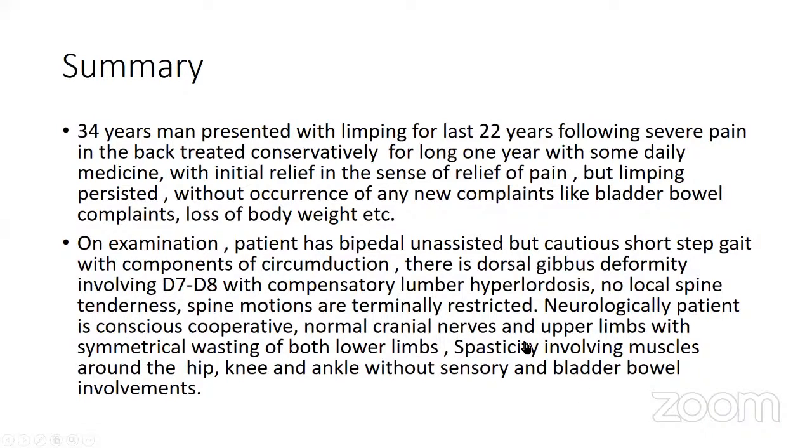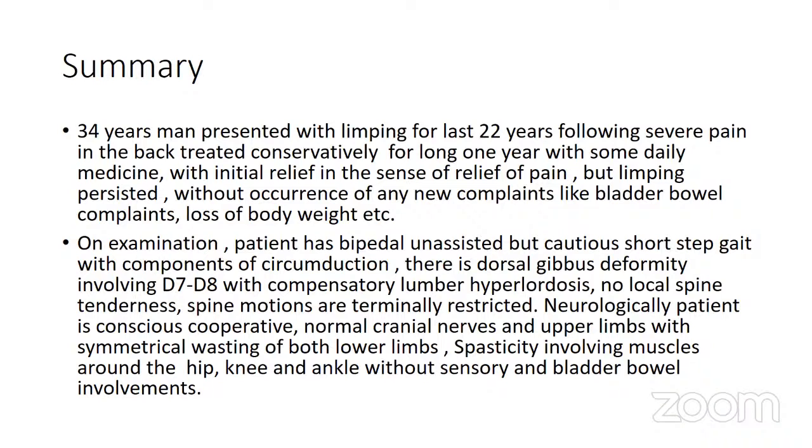See, there's spasticity. That means the cord is involved. Initially, 22 years back, there was severe pain in the back, treated conservatively for 1 year. So there is a possibility of Pott's spine. After that, it is persistent. What is the complication of Pott's spine that leads to persistence of the spasticity for a long time?